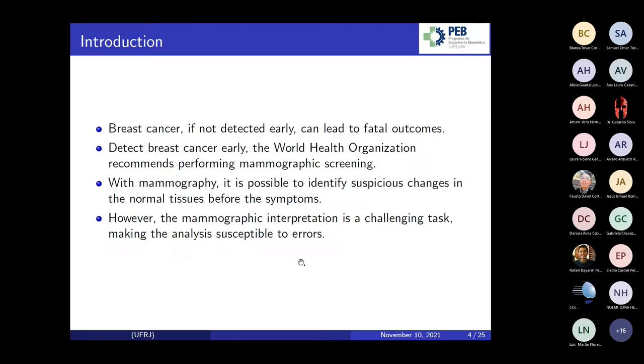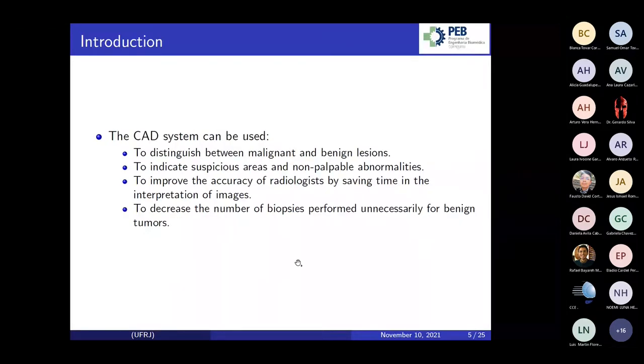We know that mammography is the most important tool for breast cancer detection. That's a disease that, if not detected early, can lead to fatal outcomes. The World Health Organization recommends the use of this technique, mammographic screening, because it's possible to identify suspicious changes in the tissues before the symptoms. But the specialist has a challenging task that can make this professional analysis susceptible to errors. These CAD systems are usually used to distinguish between malignant and benign lesions, indicate the suspicious areas, improve the accuracy of the radiologist or specialist, and decrease the number of biopsies performed unnecessarily.